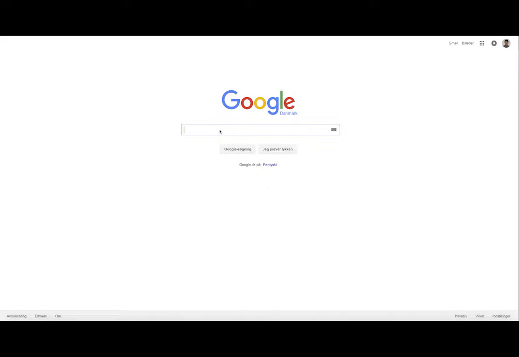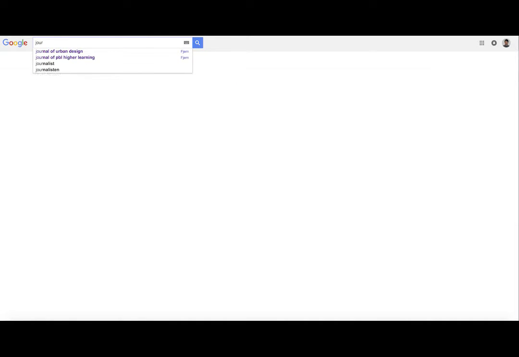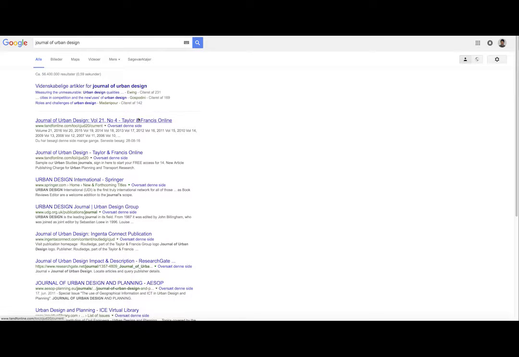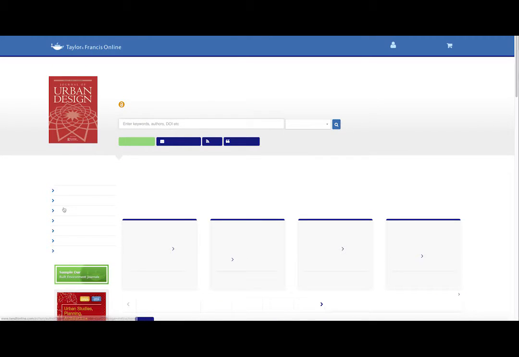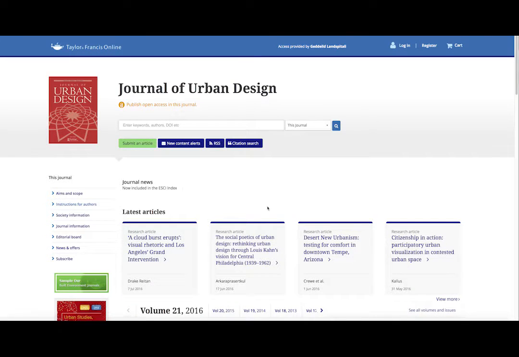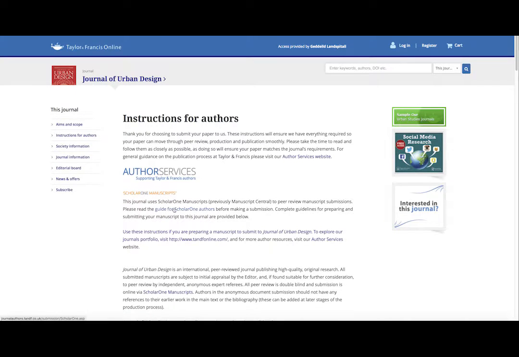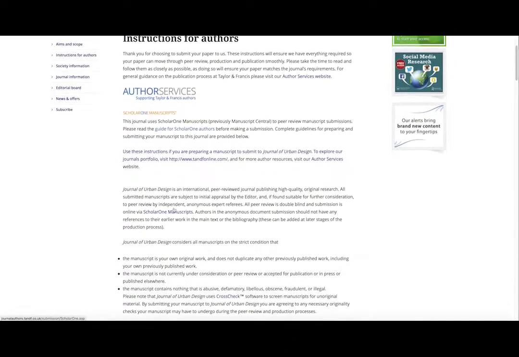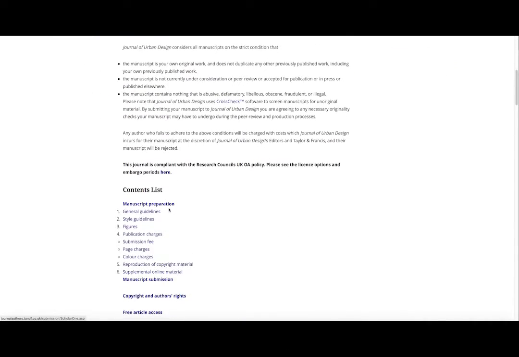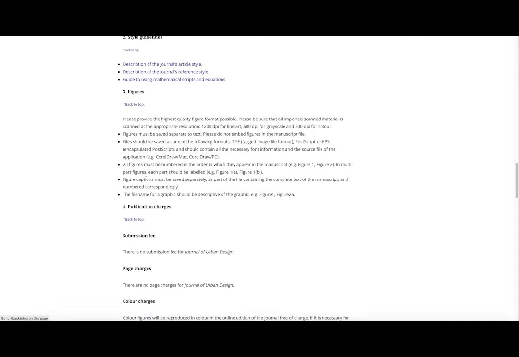Normally, information on the reference style can be found on the journal webpage. So in this example that I show here, I go into the Journal of Urban Design. I find the information for authors, and here I can find information about which reference style that the Journal of Urban Design uses. And normally when you have to write to a particular journal, you have to use that style. If you don't use it, they will dismiss the paper.